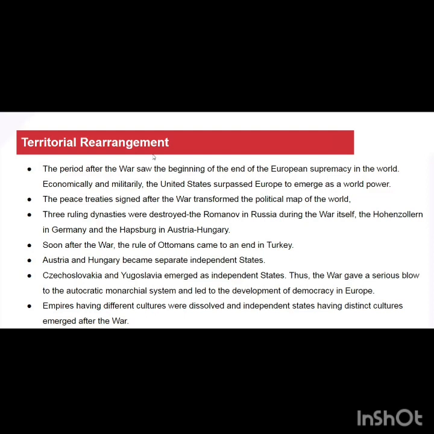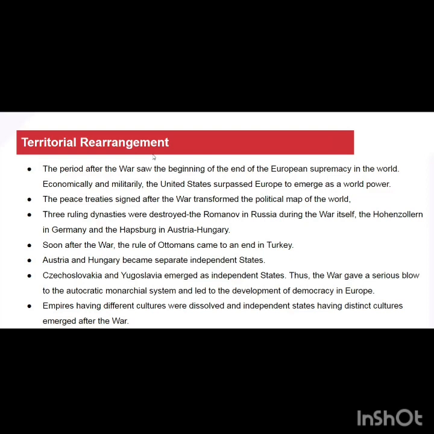Then Austria and Hungary, we saw that throughout World War One, they were one country. But then after World War One, these two countries separated and they became independent nations. Then Czechoslovakia and Yugoslavia emerged as the new countries in the Balkan area. And in this way, we see that all these arrangements gave a great blow to the autocratic monarchical system, and slowly and gradually we see the development of democracy in Europe.